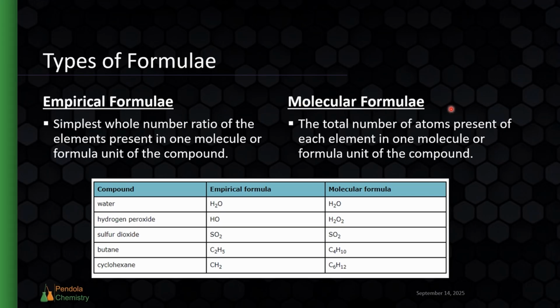Whereas the molecular formula is the total number of atoms present of each element in one molecule or one formula unit of the compound. Now, the molecular formula tells us the actual number, meaning it's not simplified. Whereas the empirical formula, because it's a ratio, may be simplified. So one way to think about this is that this is simplified while this is not simplified.